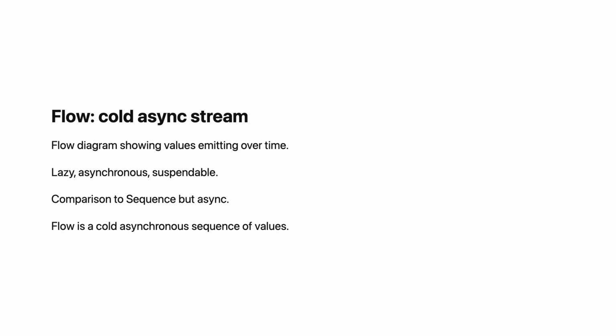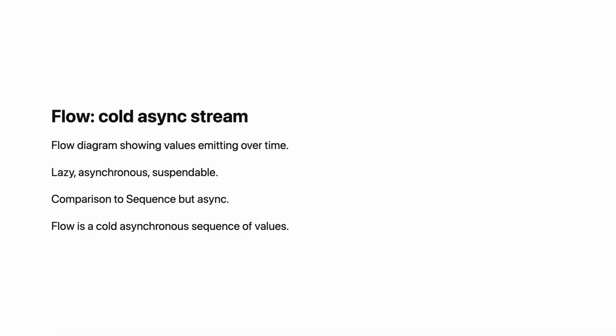Flow is cold. It does not do anything until you collect it. Each collector gets its own stream of values. Think of Flow as an asynchronous sequence. Like Sequence, it is lazy. Unlike Sequence, it can suspend. Flow works with coroutines. Emissions can suspend. Collection can suspend. Everything is non-blocking.